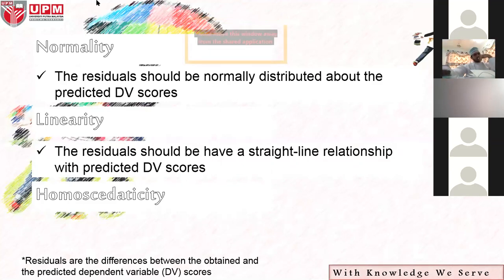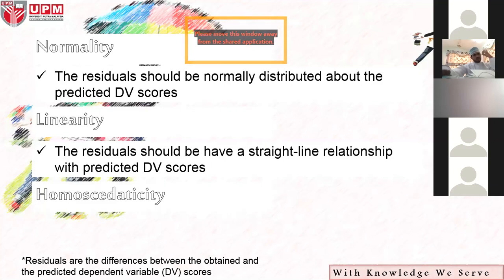Yang linearity ni, maknanya kita kena check satu-satu dia punya best fitted tu. Kalau let's say kita ada 3 IV, kena check satu-satu. Correct, yes. Tapi nanti saya tunjuk yang untuk multiple linear regression, we will go to that topic later.